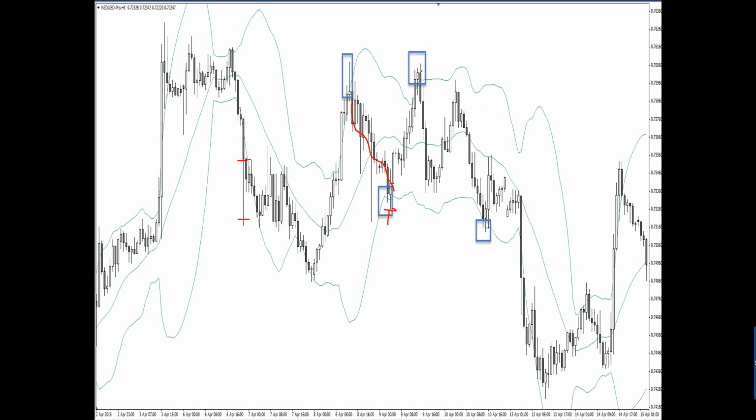Okay, here, this is a piercing line, and this is a bearish engulfing here. And you can see the reactions after it's broken and closed inside.